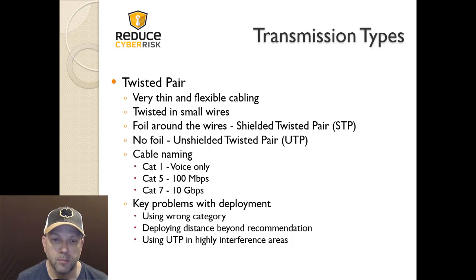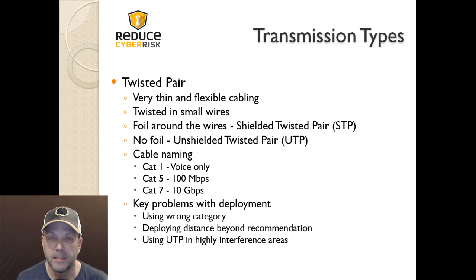Now, there are key problems with deploying this. If you use the wrong category, you can put yourself in a situation where you spend a lot of money and get really poor data transfer rates. Because if you're trying to do it cheap and you say, I'm going to put in Cat 5, and you need Cat 7, then you put it all through your environment and go, oh, crud. Now you're limited specifically to 100 megabits per second.